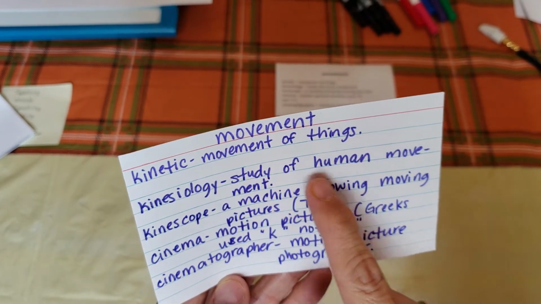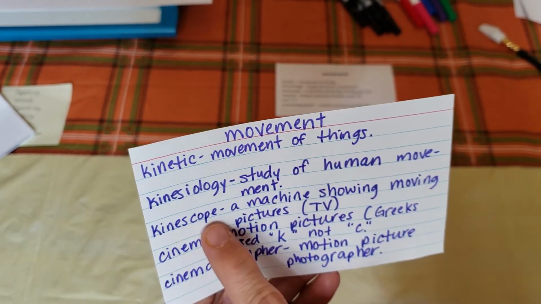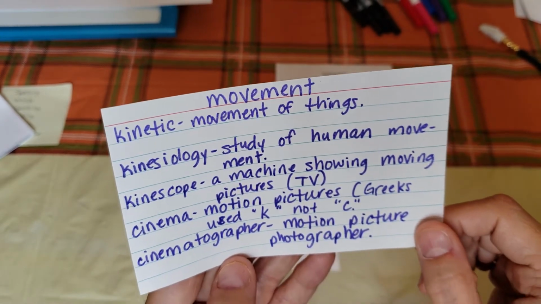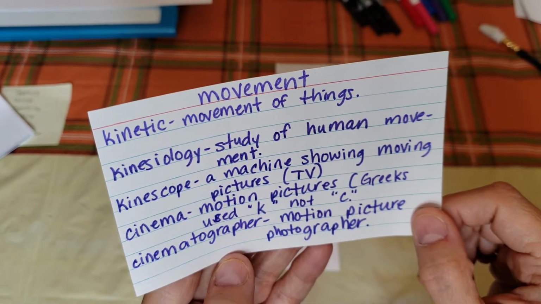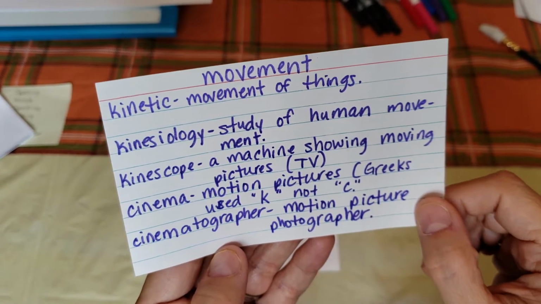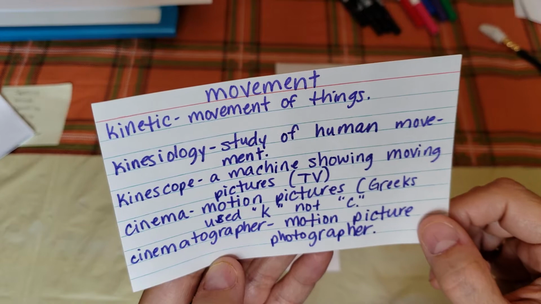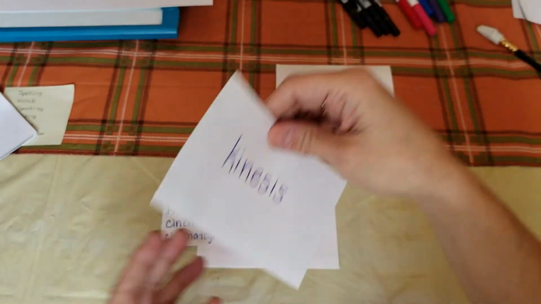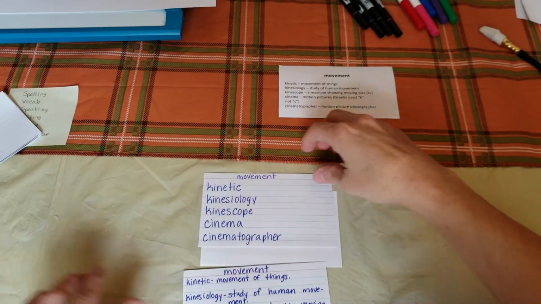Kinetic, that's the movement of things. Kinesiology, study of human movement. Kinescope, a machine showing moving pictures, a TV. Cinema, that's motion pictures. The Greeks used K, not C. Cinematographer, motion picture photographer. So there you go. And we are done now with our vocabulary.